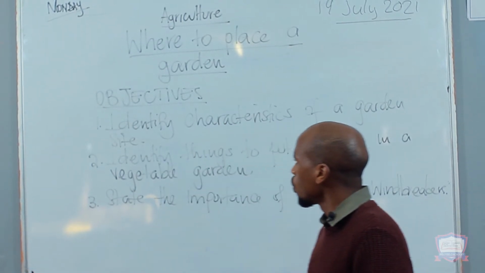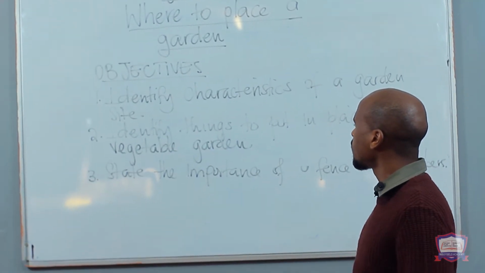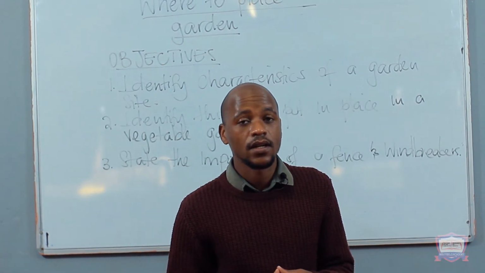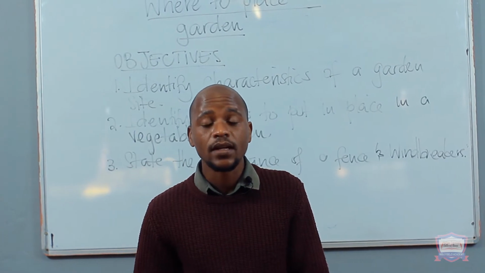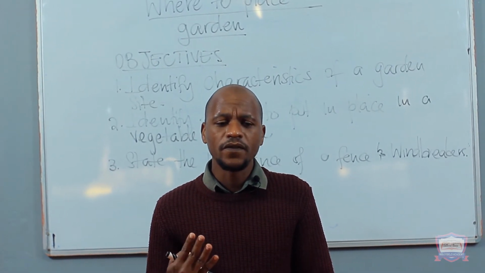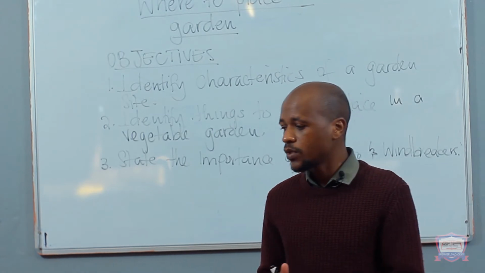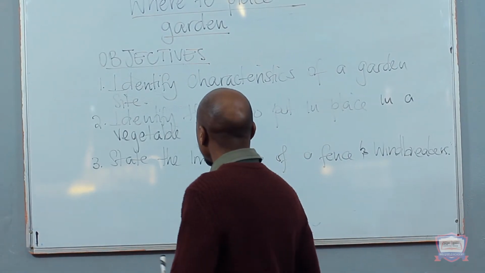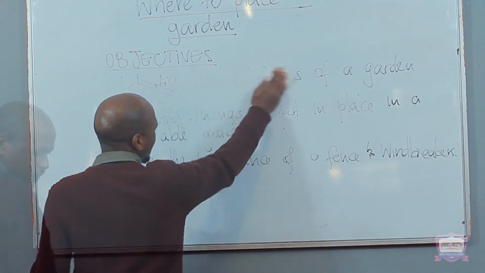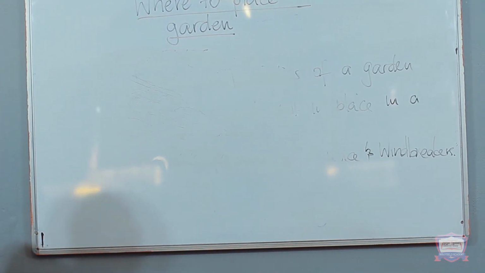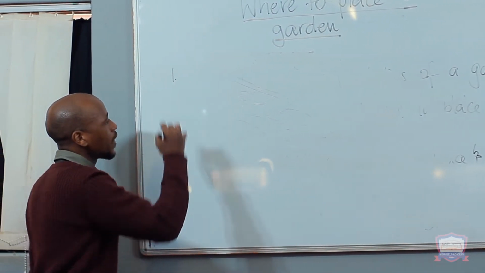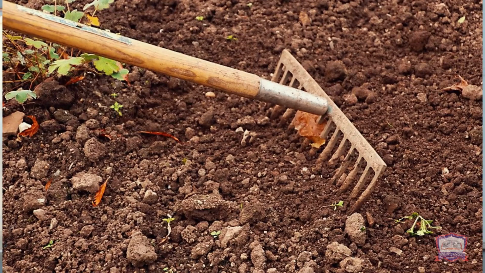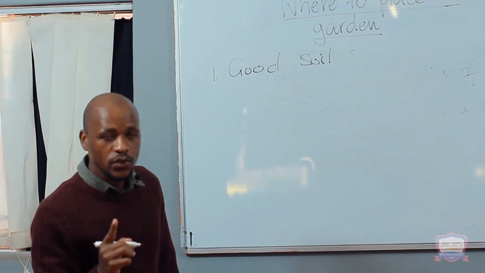All right, so let's look at objective number 1, identify characteristics of a garden site. Now, there are 4 factors that must be considered when you want to make a garden. Now, what are these factors? Can I just quickly erase this? Now, when you're making a vegetable garden, we need to make sure that we have good soil. That's the first factor that we must consider.